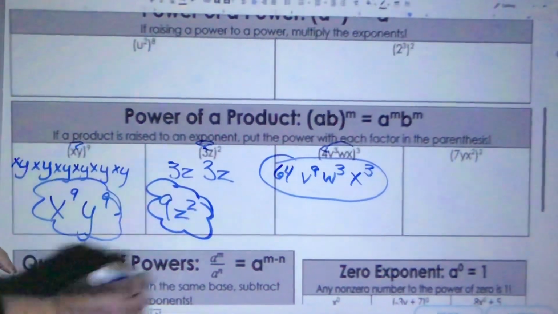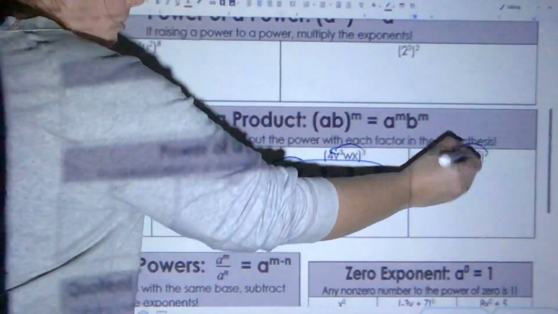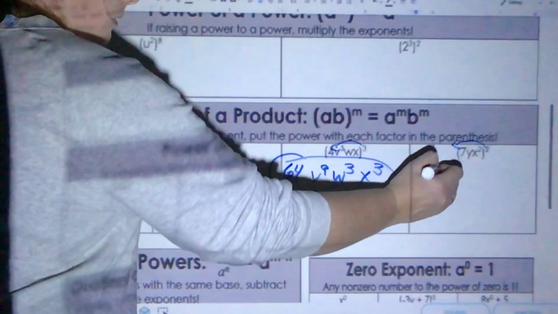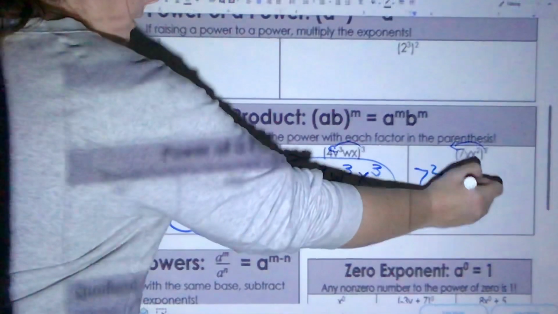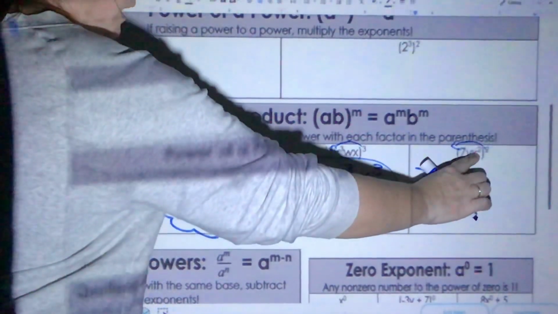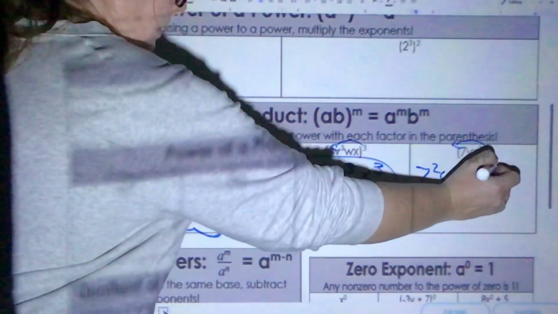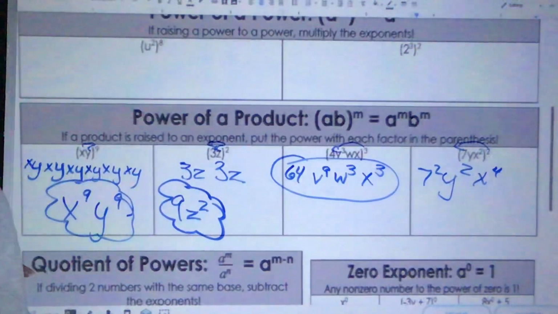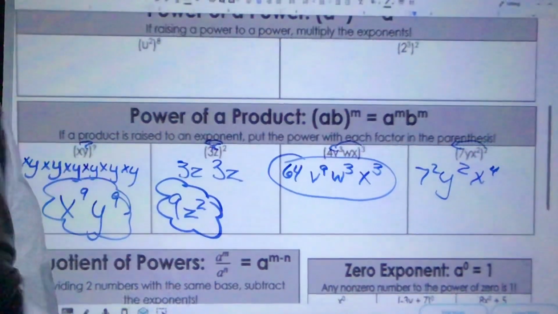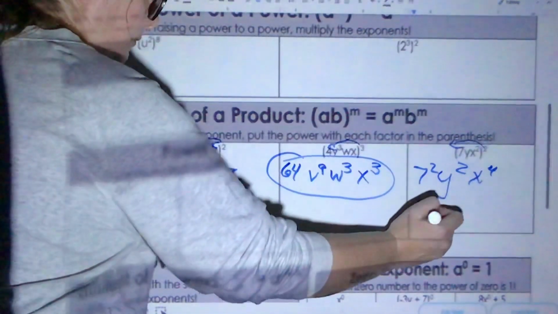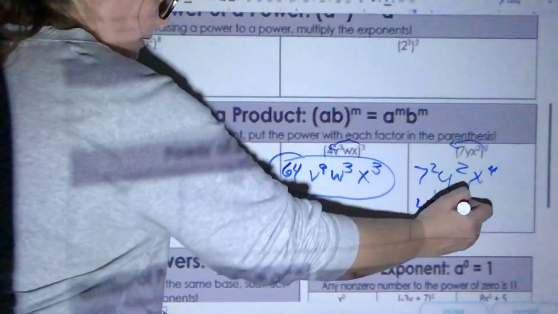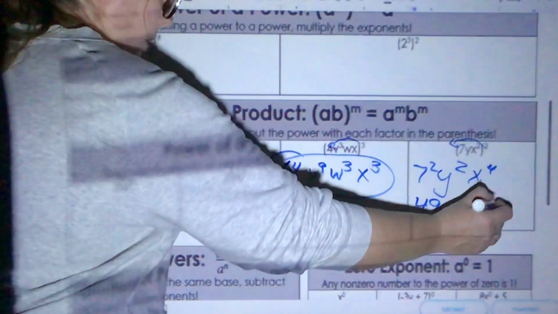And then the last one, I'm going to send that squared to everything that's inside. So it's going to go to the 7. It's going to go to the y. And it's going to go to the x squared. Powers to powers, I'm multiplying. Again, you could write it out and expand it if it makes it easier for you to do it that way. 7 squared would be 49. And then we'd have y squared x to the 4th.